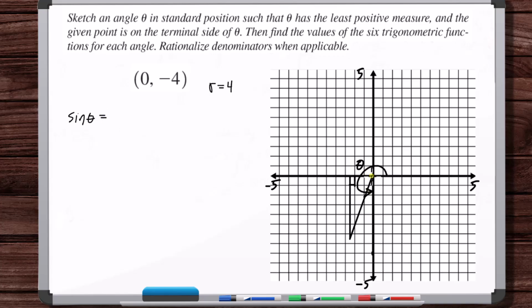So the sine is opposite over hypotenuse. Opposite is minus 4 and hypotenuse is 4, so sine theta is minus 1. Cosecant is also minus 1, it's just the reciprocal. Cosine theta is adjacent over hypotenuse. That's 0 over 4, which is 0. The reciprocal of that is 4 over 0, so secant theta is undefined.